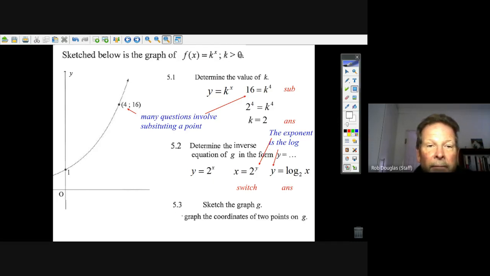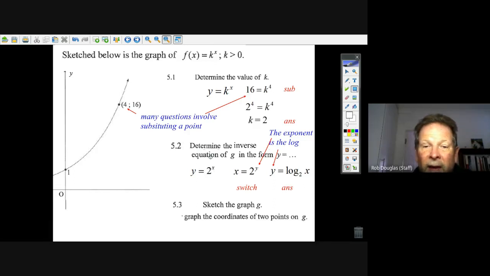Okay, so here we go. They give you a sketch here, and they tell you one of the points is 4 and 16. Oh, so many questions involve doing this. Taking a point, your x value is 4 and your y value is 16, and just substituting in 16 for y, 4 for x. Oh, and then you go, 16 is really 2 to the 4th power. This is k to the 4th power. The only way these things can be equal to each other, I made the exponents the same on the top, k must equal 2. So there we go. We figured out k. k is equal to 2. Now we know our equation is y equals 2 to the x power.